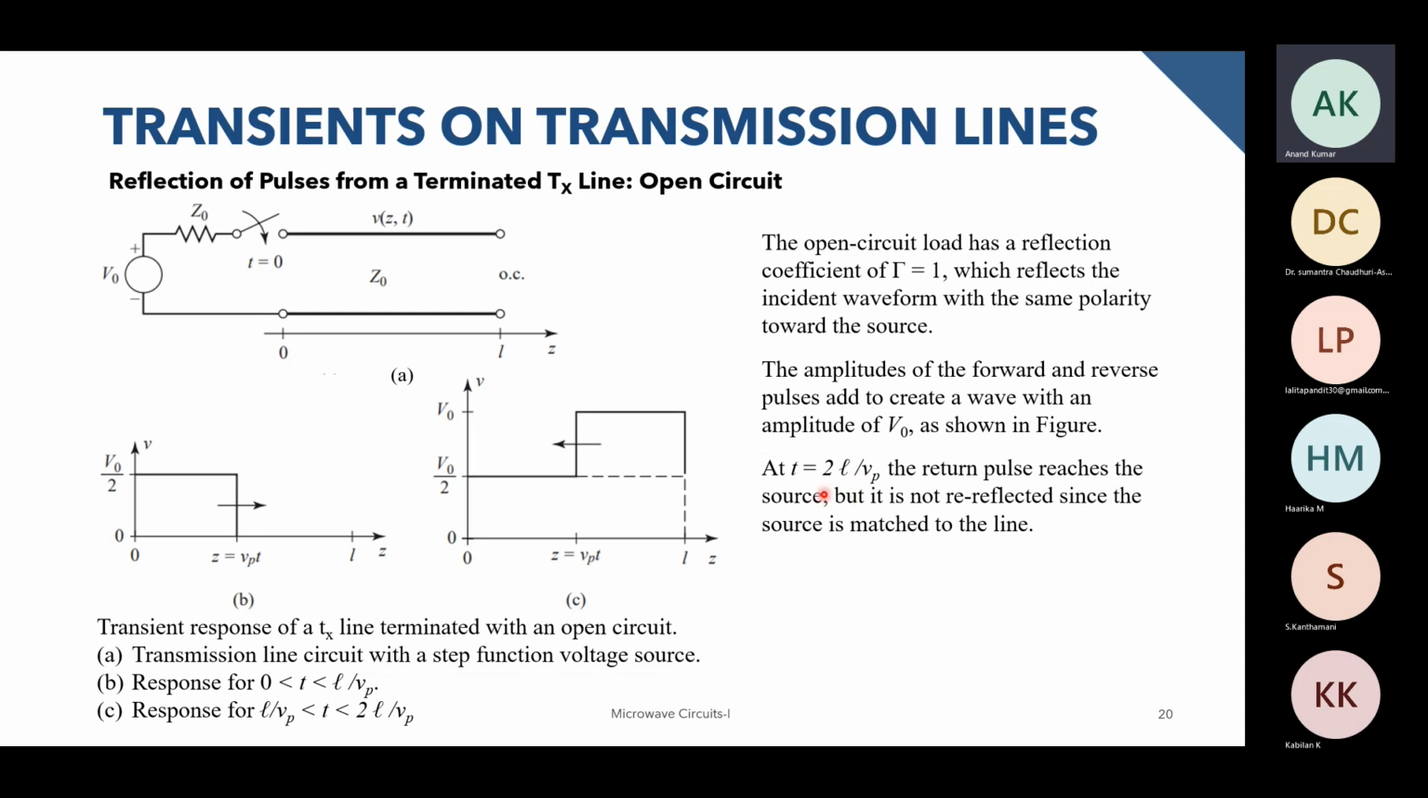And again, similar to the short circuit, at t equal to 2L by Vp, the reflected pulse will reach z equal to 0, and it will not be re-reflected because this transmission line and the generator are matched. In the steady state, throughout the transmission line, we will have a constant voltage of V0. So this is also very intuitive: for an open circuit, the voltage throughout the transmission line should be V0, for a short circuit it should be 0, and for Z0 it should be V0 by 2. So even without mathematics, we can directly come to that conclusion.